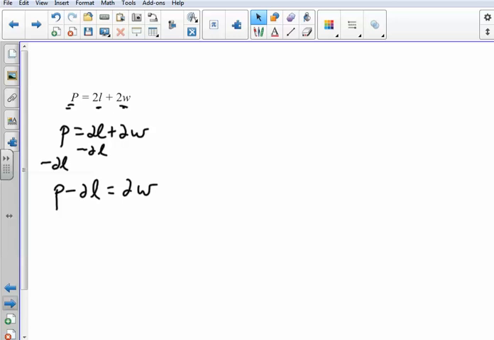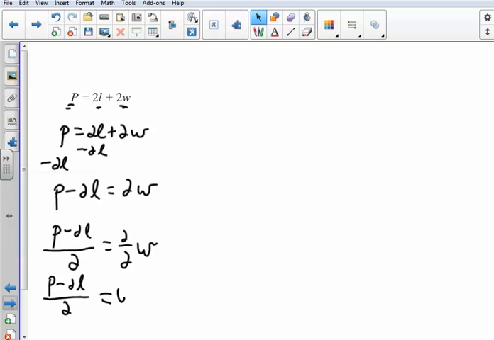Now I need to get the W alone, so I'm going to divide both sides by 2. So then what I have is P minus 2L all over 2 is equal to W. That's good. Or I could write it as P over 2 minus L equals W. Either one would be sufficient.